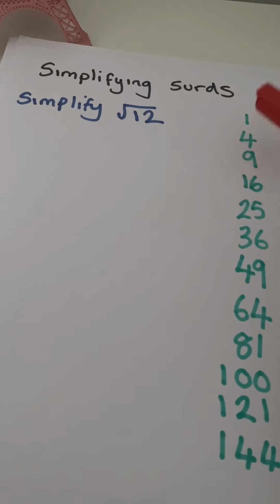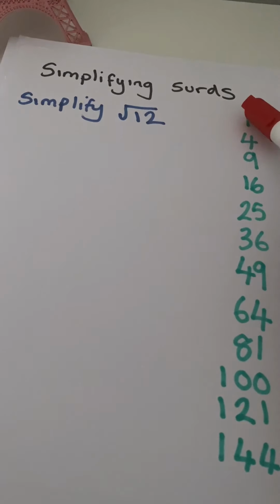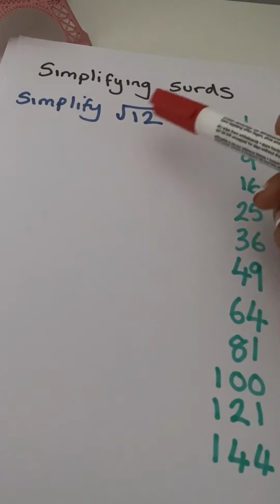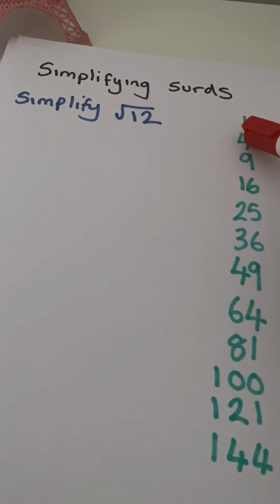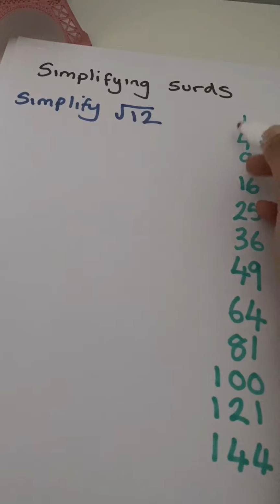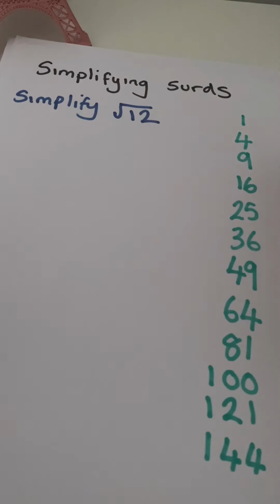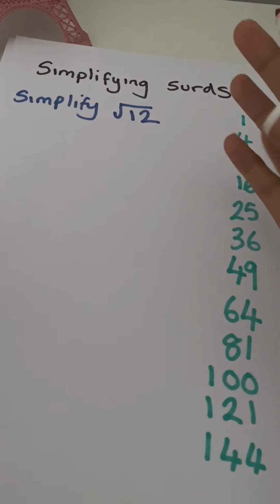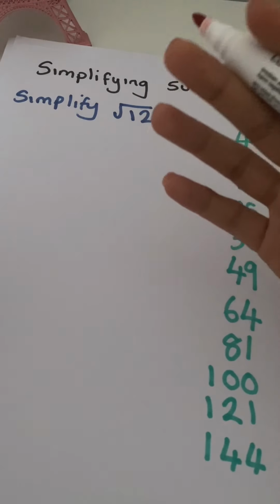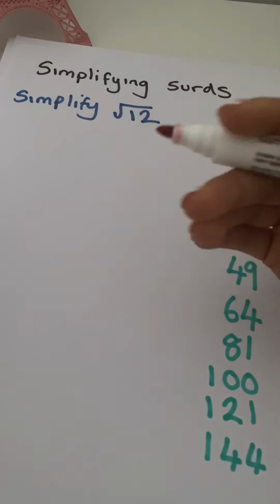Once you've worked your way through them, you can do 12 divided by 1, but that's just going to keep you with 12 times 1. 12 can be divided by 4. 4 can be divided into 12. 9 can't be divided into 12. 16 is too big, so I know the biggest square number that can be divided into 12 is 4. So what is my factor pair which uses 4 to make 12?